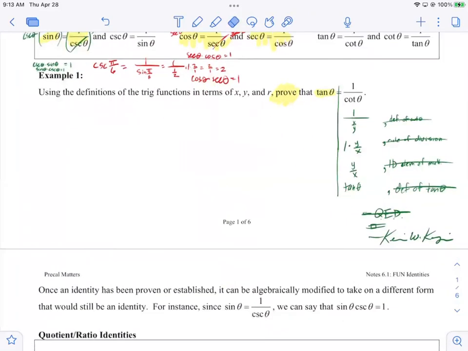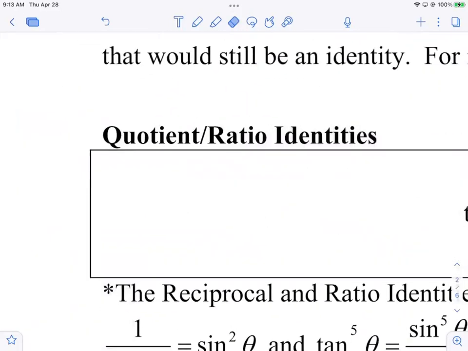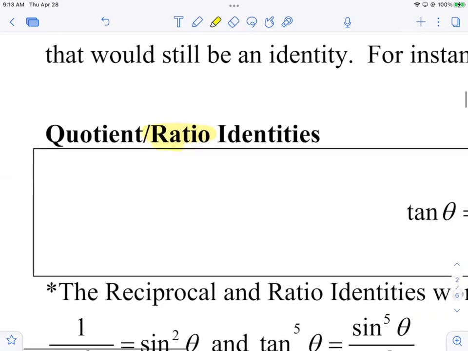All right, so let's move along. The quotient or the ratio identities. I call these the ratio identities. Some people call them the quotient identities. Like the reciprocal identities, you also know these already. You do.